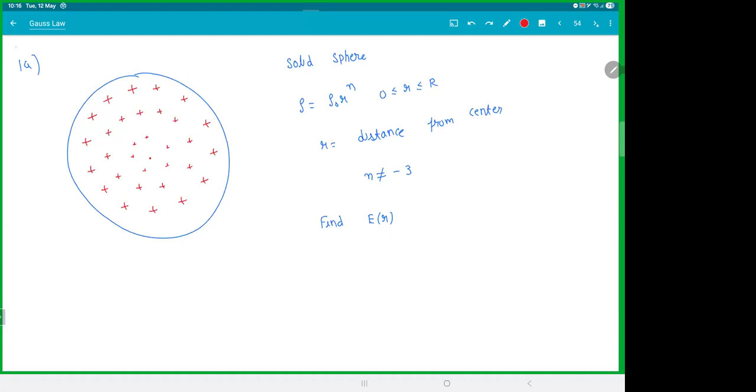Find the field. Quite an important question, a good result. It has been asked multiple times. Not this one; in the exam, they asked for rho into r power 1. We are doing it for n, so you will get it for any case. Let's see how we'll do this.